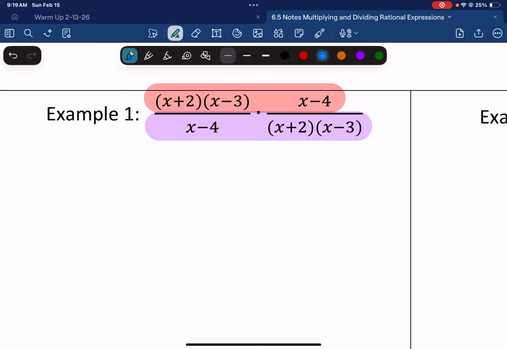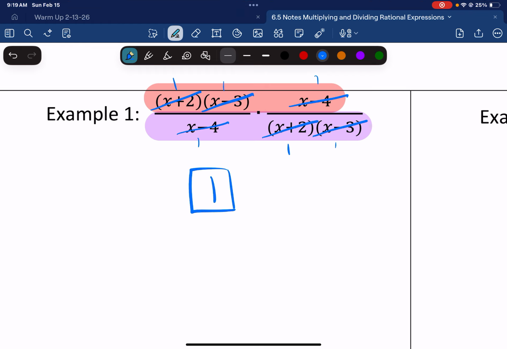Well, I have an x minus 4 in my numerator and an x minus 4 in my denominator. So both of those reduce. And remember, an expression divided by itself is just 1, okay? I also see an x plus 2 in my numerator and my denominator, so those will reduce to 1 over 1. And then I also have an x minus 3 in both my numerator and denominator, so those are also 1 over 1. So this simplifies to the number 1.